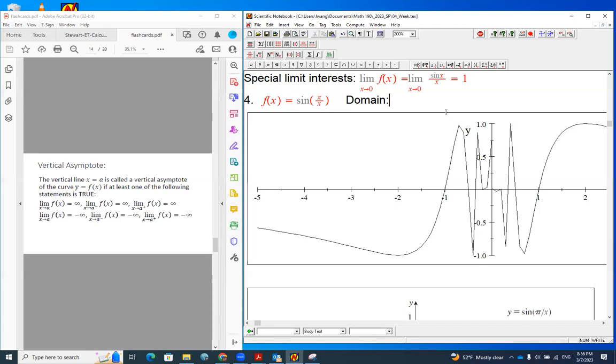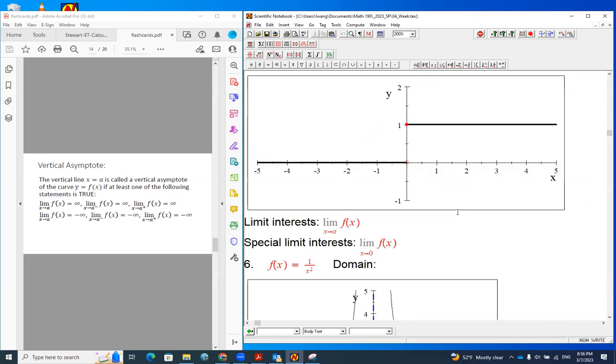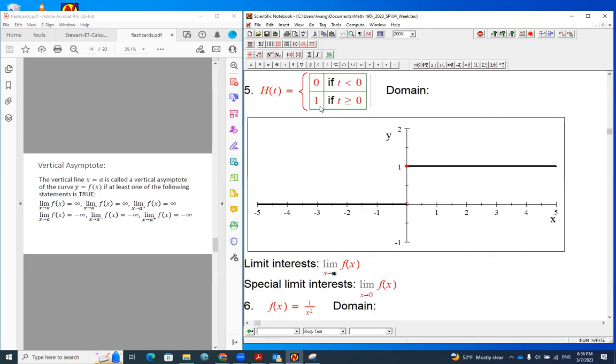Okay, and of course the domain is the same. X is not equal to 0. Okay, and this function is from a textbook, and it's a piecewise function. We have two pieces, right? Everywhere else, for any a other than 0, the limit is either 0 or 1.